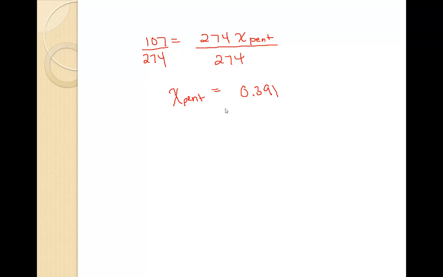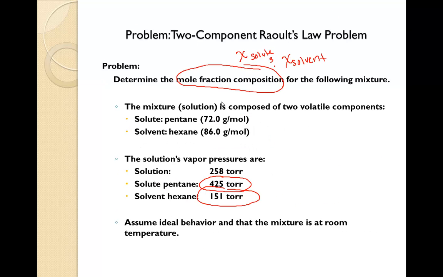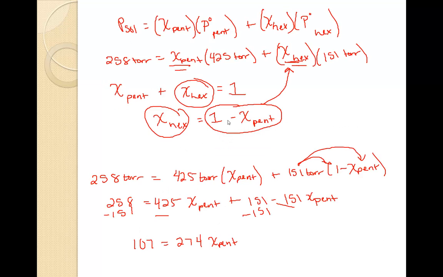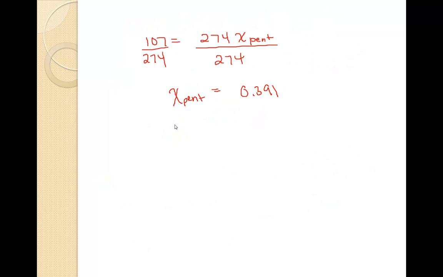They wanted the chi of the solute and the chi of the solvent. We solved for pentane, which was the solute. Now let's get the other one. We said before that chi of pentane and the chi of hexane are going to add together to equal 1. So 0.391 plus the chi of hexane is equal to 1. Subtract from both sides, and you get 0.609.